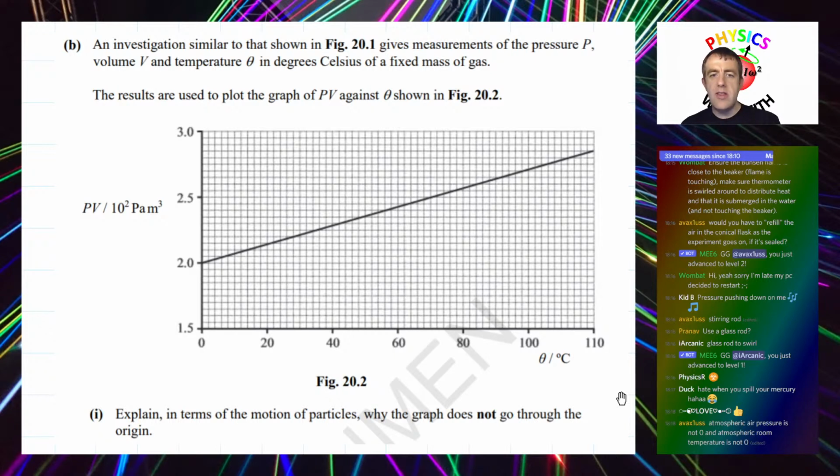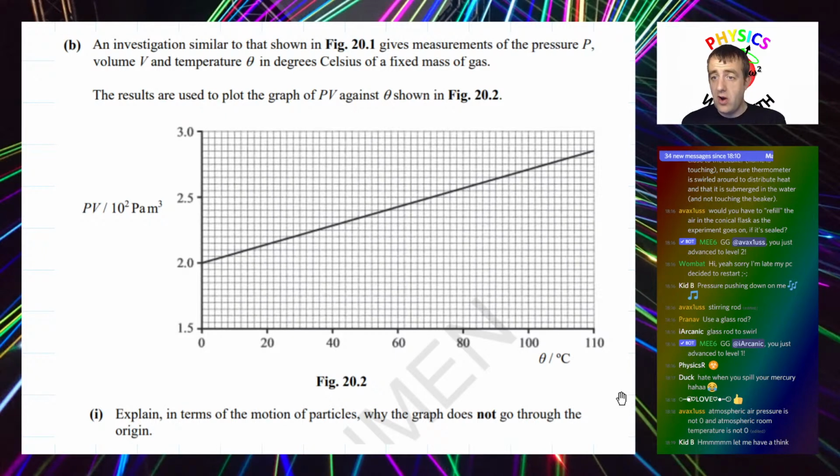So, Avax, what you're doing there is just reframing the question and restating it. You've said atmospheric air pressure is not zero when atmospheric room temperature is not zero. I think I know what you're saying. What you're saying is, look, the pressure isn't zero when the temperature is zero. Well, yes, I know that's true because that's what the graph says. The question is explain, and then this extra bit on the question, you've got to read it carefully, in terms of the motion of particles.